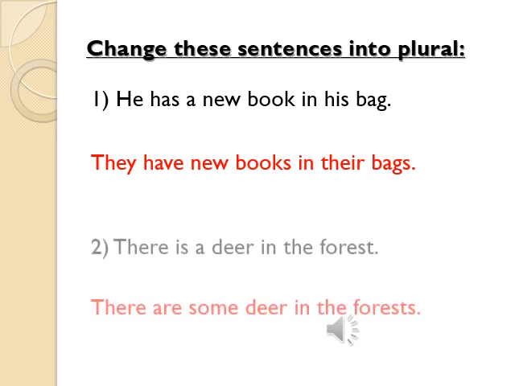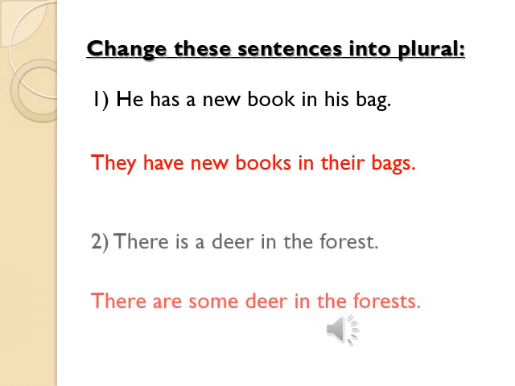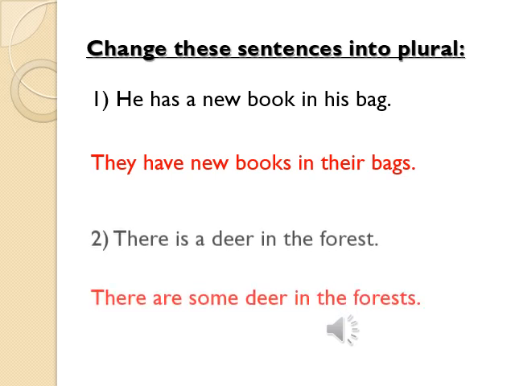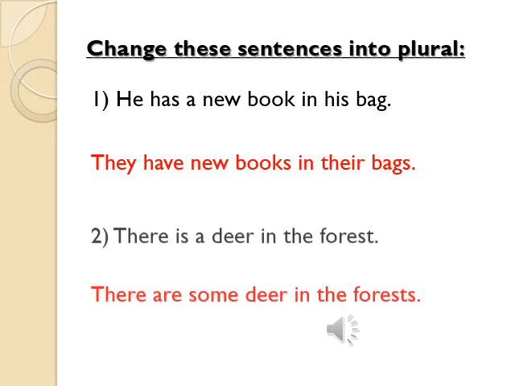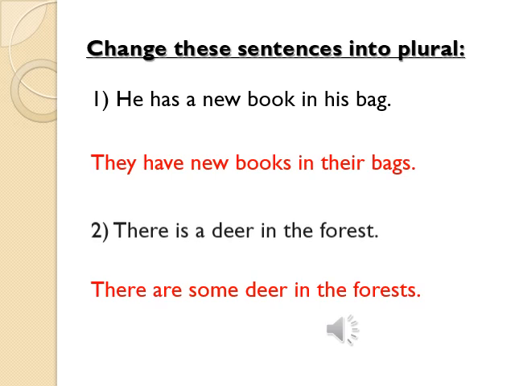Okay, in number 2, there is a deer in the forest. As I told you before, "there is," we have to change it into "there are." We have "a," we cross out "a." "Deer" stays "deer" because it's from the irregular nouns. "In" stays "in" because it's a preposition. "The" stays "the." "Forest" will be "forests." So the answer is: there are some deer in the forests, or there are deer in the forests.